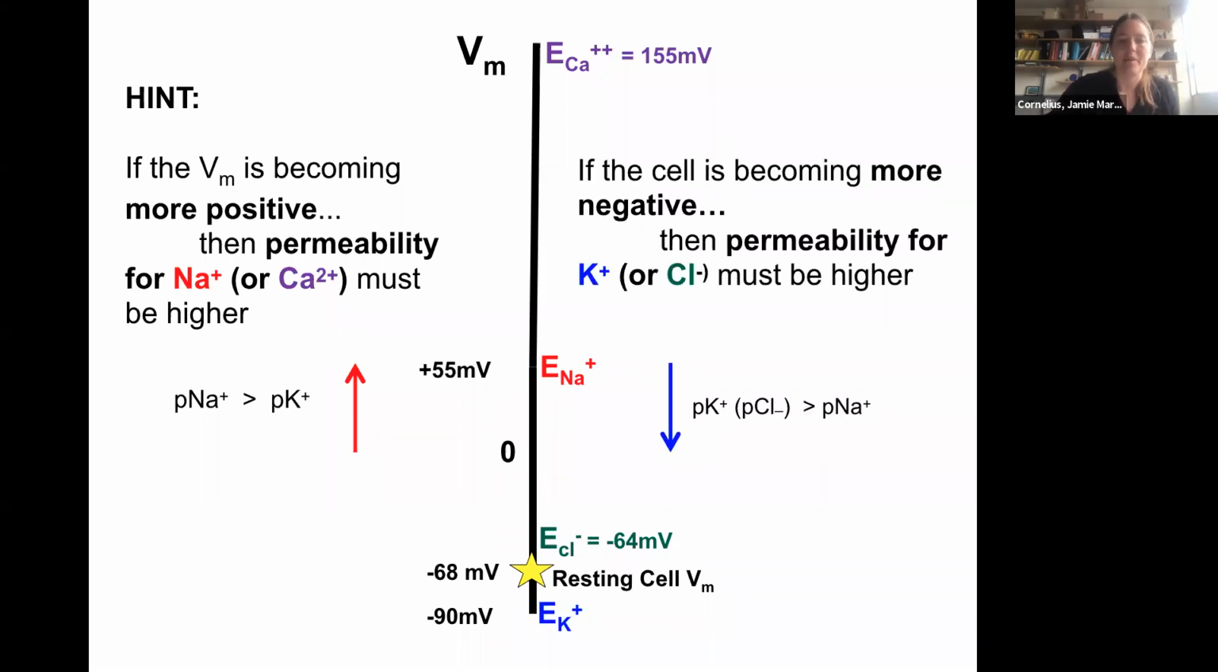If the cell is becoming more negative, then the permeability for potassium or chloride must be higher, because those are the two ion species that have very negative equilibrium potentials. In other words, they're the two ion species that could pull the VM down if you opened up the chloride or the potassium channels.